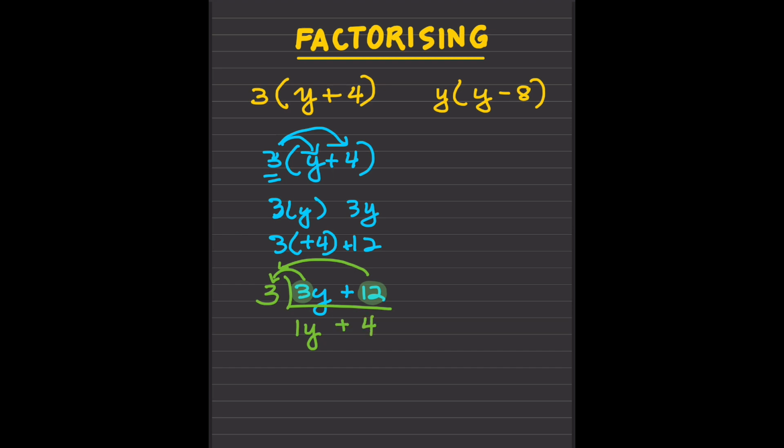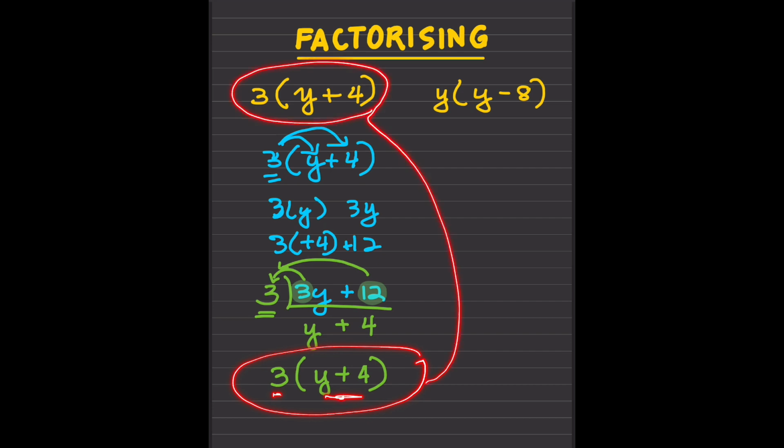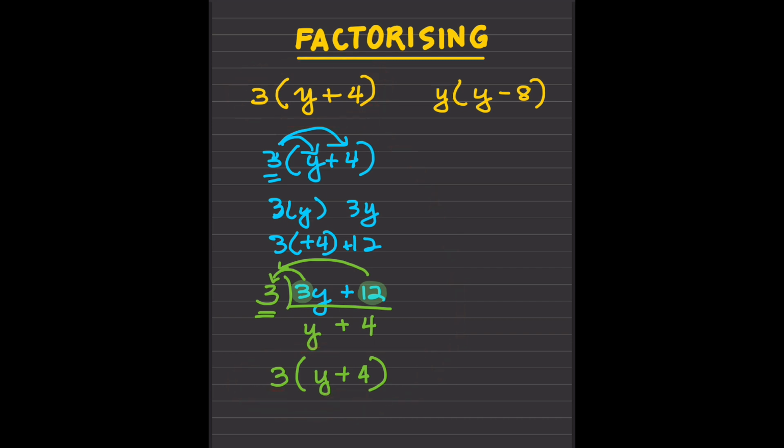Now we know if the coefficient is 1, you actually don't need to write it anymore. And then how do we put this together? This is the common factor, and the remainders go into the bracket. OMG, look at that. They're the same, see? After we factorized it, 3 bracket y plus 4, which is the same as the original expression 3 bracket y plus 4.